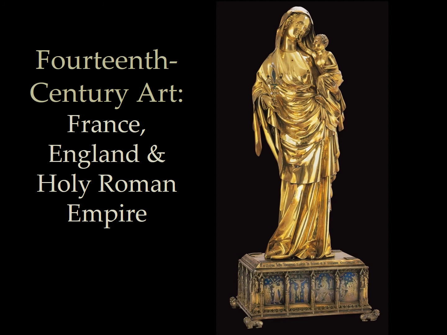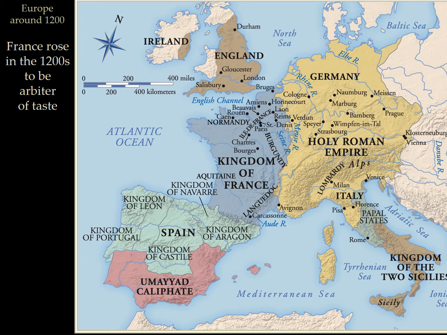This lecture will cover the 14th century, or 1300s, in France, England, and the Holy Roman Empire, now known as Germany, Switzerland, and Austria. Following upon the 1300s in Italy, we find that these three regions continued the development and interest from the latter. France, which we will begin with, becomes the arbiter of taste in the Gothic style as we've been discussing it.